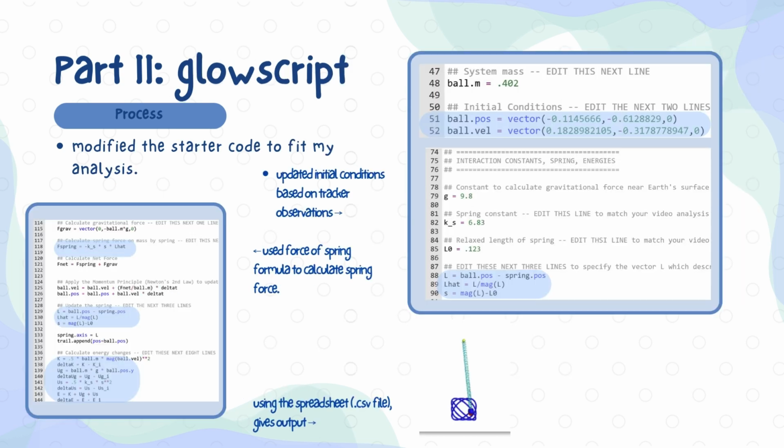Part 2, GlowScript. I modified the starter code to fit my analysis. I updated the initial conditions based on the Tracker observations, like the initial position and the initial velocity. I also used the spring force formula to calculate spring force, and using the spreadsheet, it gave me this output, which is an image of the spring motion.